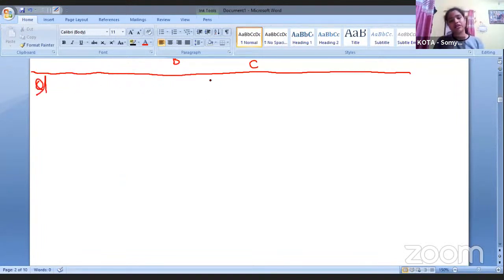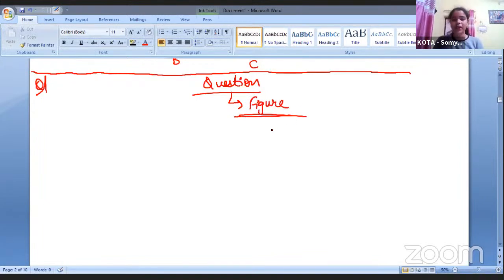Very important part. Questions, like if there is a battle of question, if you have to solve a question, let's suppose there is a battle. So half battle will be won if you are able to draw the correct figure of that particular question. If you are able to draw the correct accurate figure of any question in the heights and distances, half battle will be won.